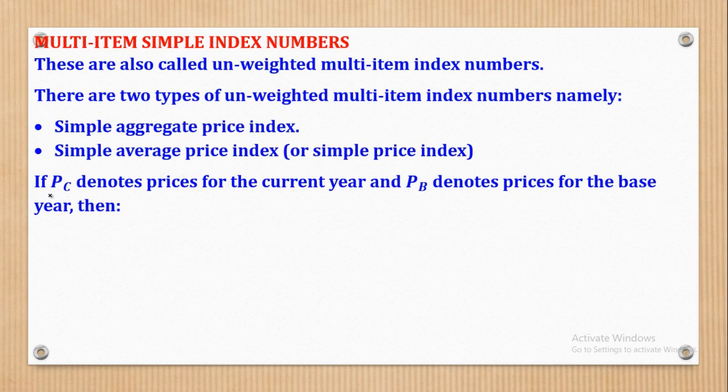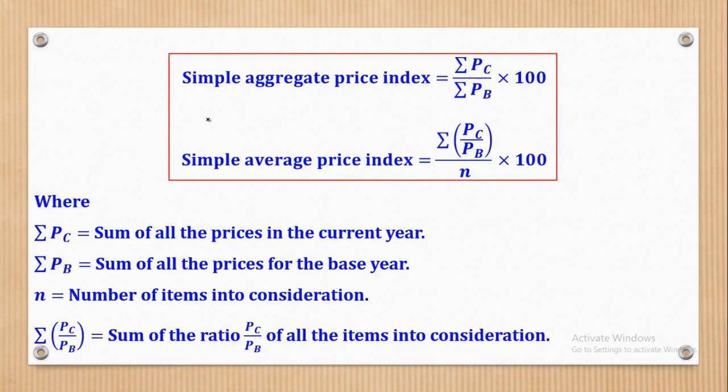Now what are the formulas for these price indices? If PC denotes prices in the current year, and PB denotes prices in the base year, it implies that the formula for simple aggregate price index will be the summation of all the prices in the current year over the summation of all the prices in the base year, everything multiplied by 100. But you must be keen that we are not putting a percentage sign here. So that is simple aggregate.